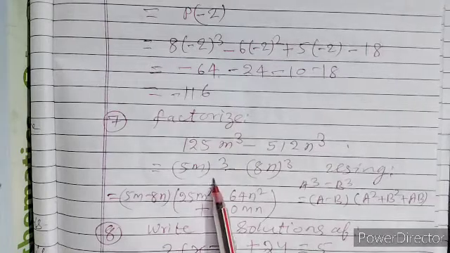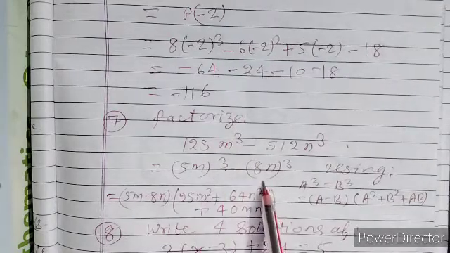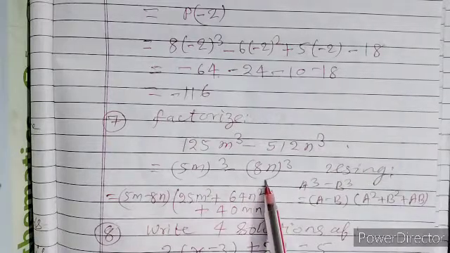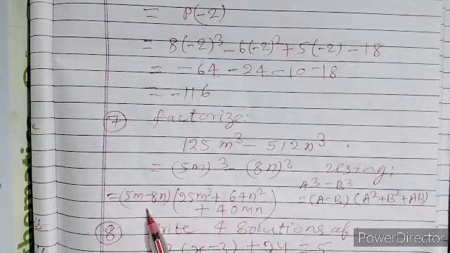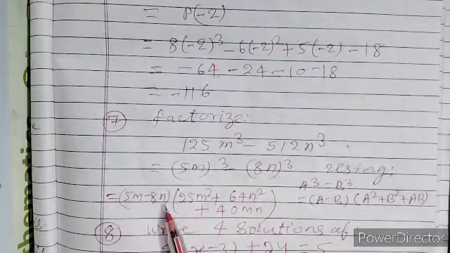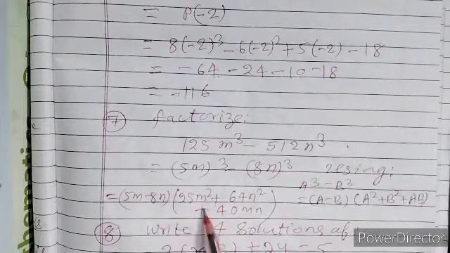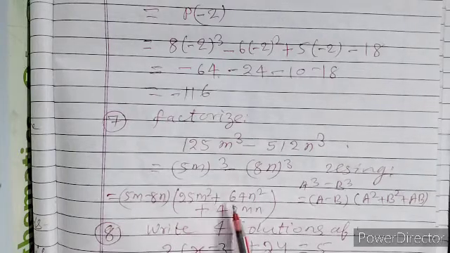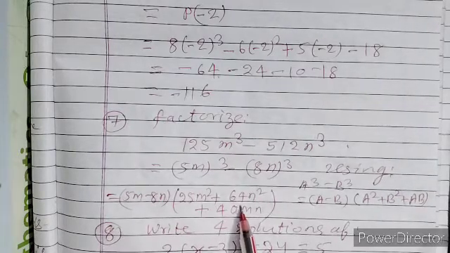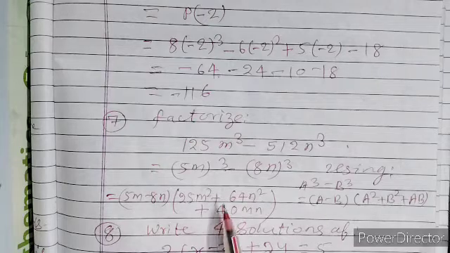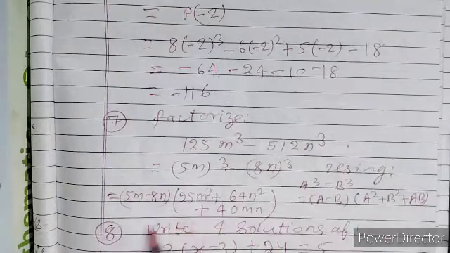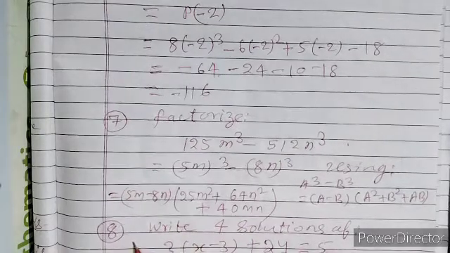So (5m) whole cube minus (8n) whole cube. Put 5m in place of a and 8n in place of b. So you have (5m minus 8n) in one bracket. In another bracket, square of 5m, that is 25m square, plus square of 8n, that is 64n square, plus 5m into 8n, that is plus 40mn. This will be your factor.